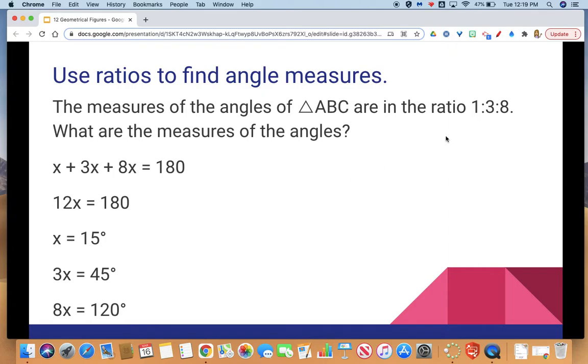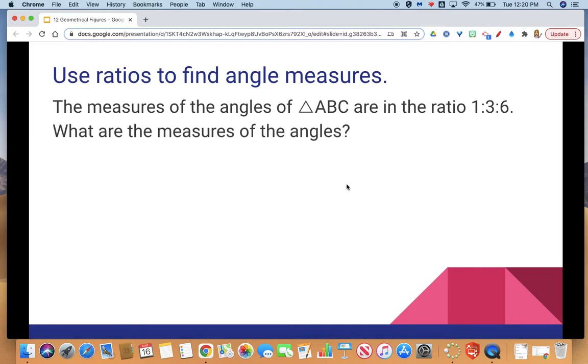So when you are given a ratio, you can place an x next to each value, add them together, set them equal to 180, solve for x, and then use that to help you figure out what each angle's measurement would be. Let's try one of those on your own. The measures of the angles of triangle ABC are in the ratio 1 to 3 to 6. What are the measures of the angles?